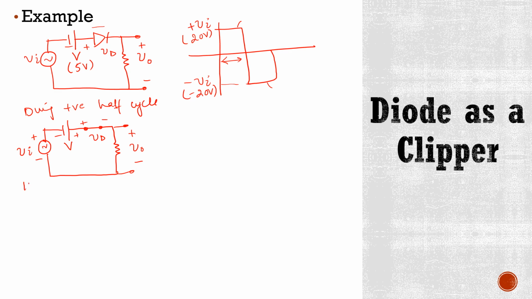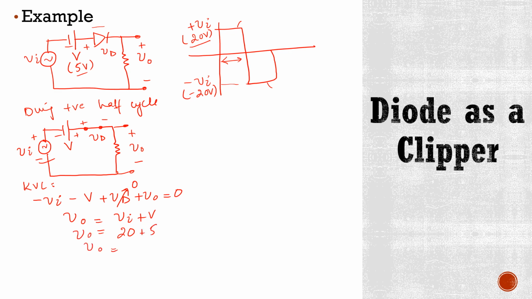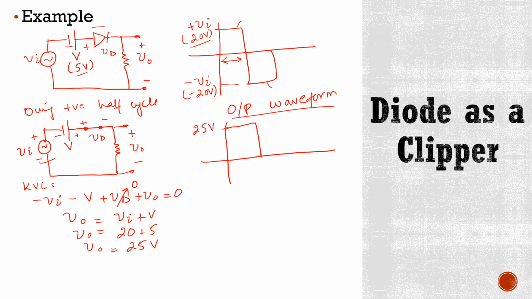Now if we apply KVL here and we start from this point, our equation will be minus Vi minus V plus Vd plus V naught is equal to 0. And in case of ideal diode, this Vd is 0. It means here our equation will be V naught is equal to Vi plus V. We know that here this Vi is 20 volts. It means here it is 20 and this V is 5 volts, so it is 5. It means our V naught is 25 volts during positive half cycle of input. So our output waveform will be like this, where this is output voltage which is 25 volts during positive half cycle.